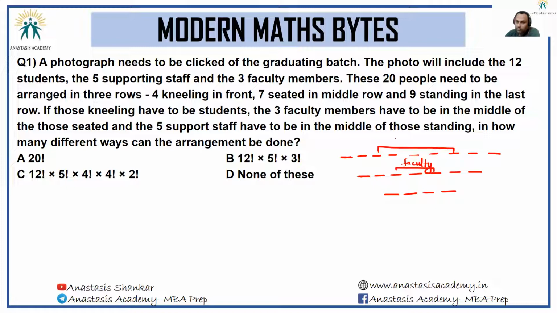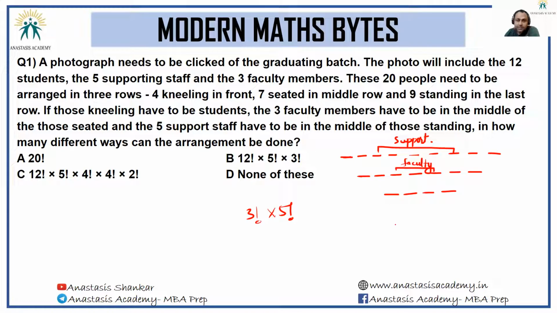These spots are for support staff. In how many different ways can the arrangement be done? Now, after having drawn all this, can we see this? The position for faculty is fixed. The position for support staff is fixed, but they can rearrange themselves in 3 factorial and 5 factorial ways. Their order within those spots is not fixed.